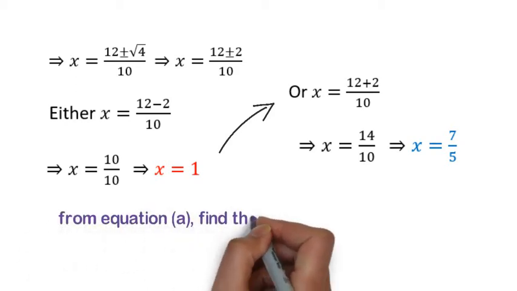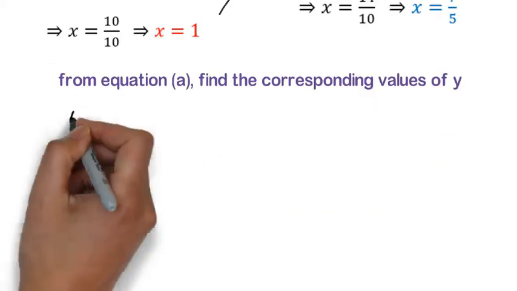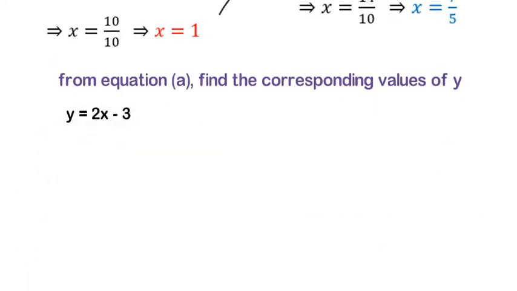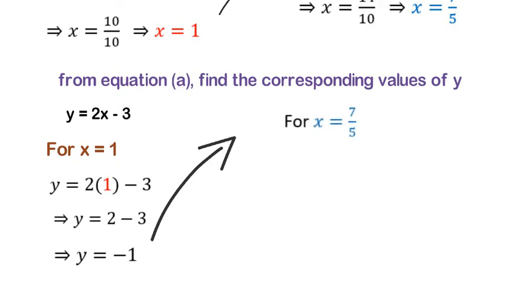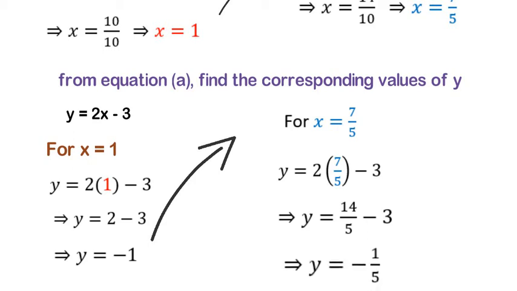From equation A, find the corresponding values of y. Equation A is y equal to 2x minus 3. So for x equal to 1, y will be equal to 2 into 1 minus 3, which implies that y will give us 2 minus 3, which implies that y is equal to minus 1. And for x equal to 7 over 5, y will be 2 into 7 over 5 minus 3, which implies that y will be equal to 14 over 5 minus 3, which implies that y will be equal to minus 1 over 5.